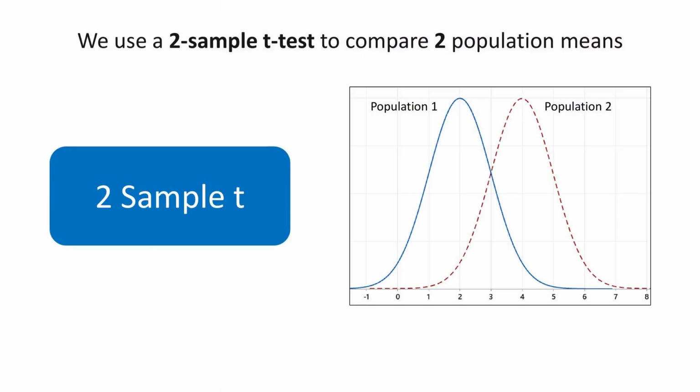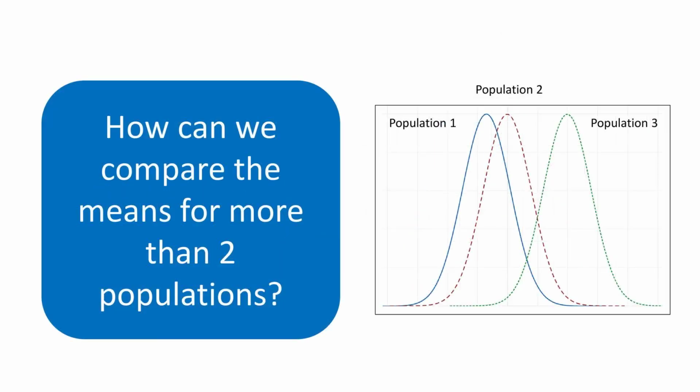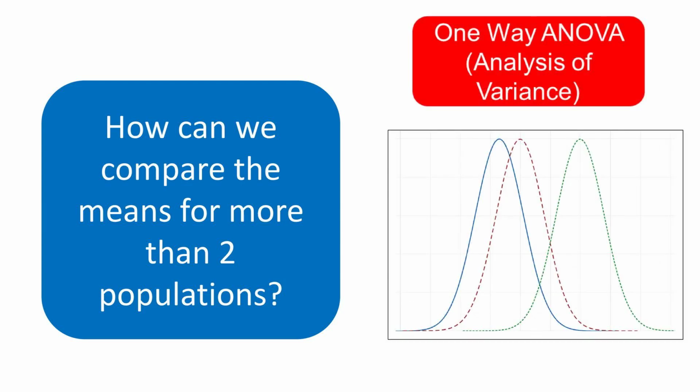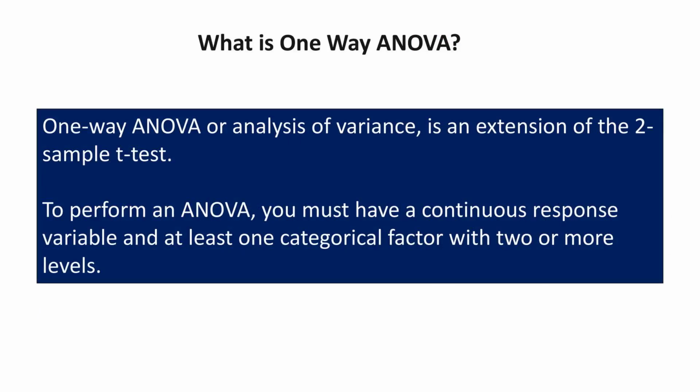We use a 2-sample t-test to compare 2 population means. Comparing means across more than 2 populations requires advanced statistical methods beyond a simple t-test. ANOVA steps in to compare means across multiple populations, facilitating broader research inquiries. One-way ANOVA extends the 2-sample t-test to analyze variance across groups with a categorical factor.